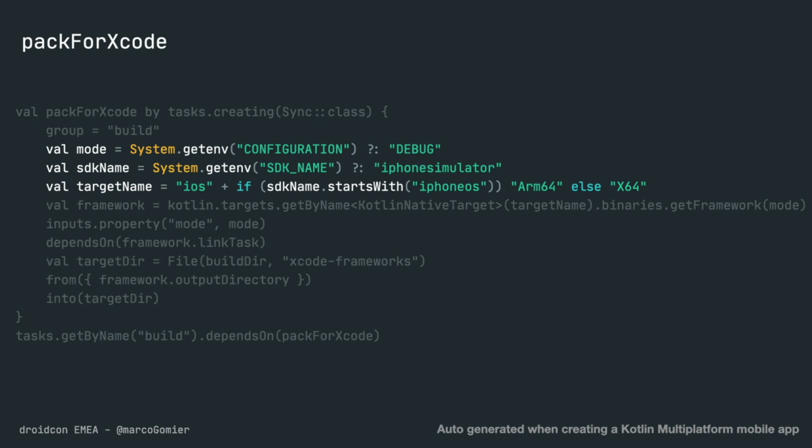The mode will be archive, to create an archive for publishing in the Apple Store. The mode will be release and the target name will be ARM64. And so we cannot use this task for creating a framework to be used by an external application, because we don't know a priori the configuration and the target name. So this path was closed for me.